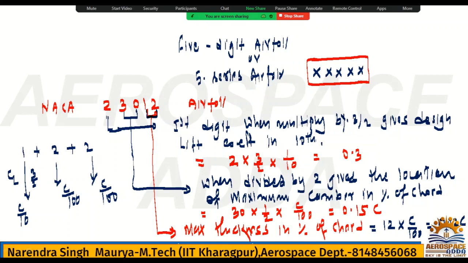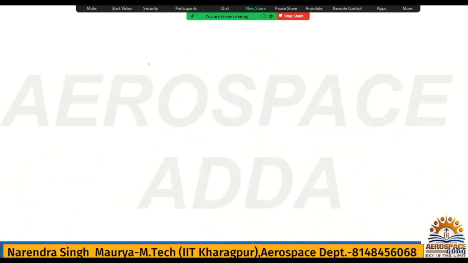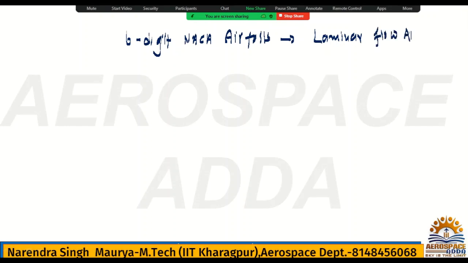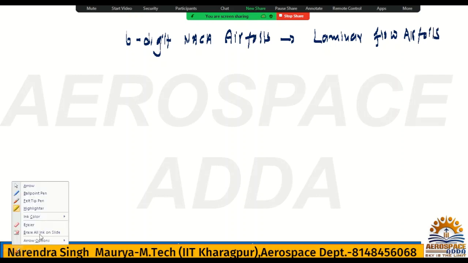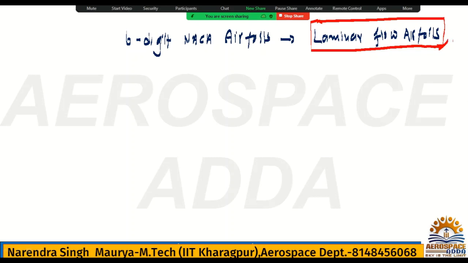Okay, we'll go for the last, which is nothing but the 6 digit NACA airfoils. It is also called, this is asked in GATE also, laminar flow airfoils. Make a special note, all 6 series airfoils are called laminar flow airfoils. Okay, you should remember this.